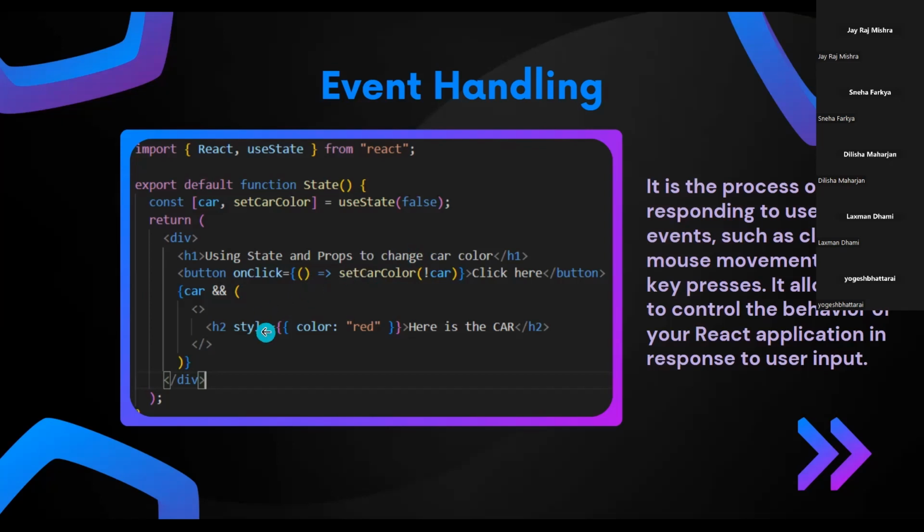You can see here, right? So for now, we have given the car a style color red. Okay, we have given CSS, and the color of this text will be red. Okay, and after the event happens, the color will be changed. Cool. So there are so many types of events in our React app or in our JavaScript.